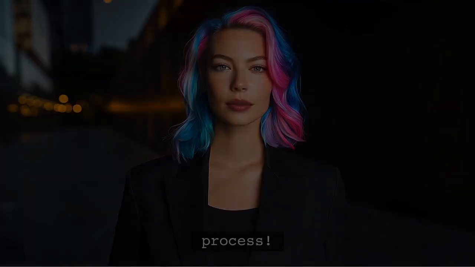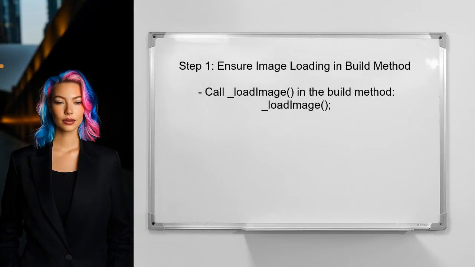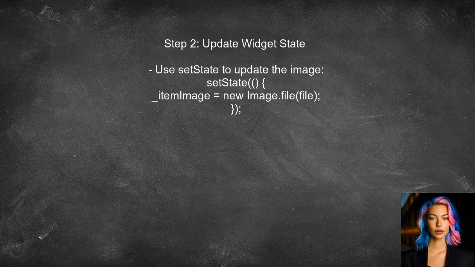To begin updating the placeholder image with the actual image, the user should first ensure that the image loading function is called correctly within the build method. This ensures that the image is loaded whenever the widget is built. Next, the user should modify the state of the widget to reflect the new image once it has been retrieved. This can be done by using a state management approach, such as set state, to update the widget when the image is loaded.